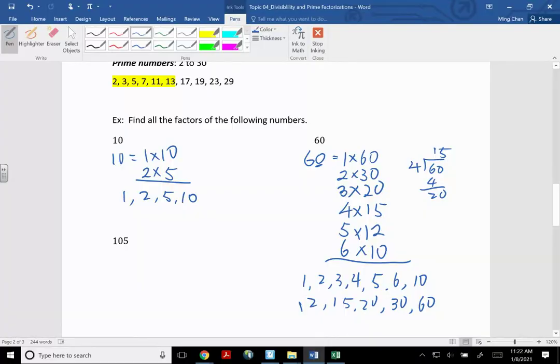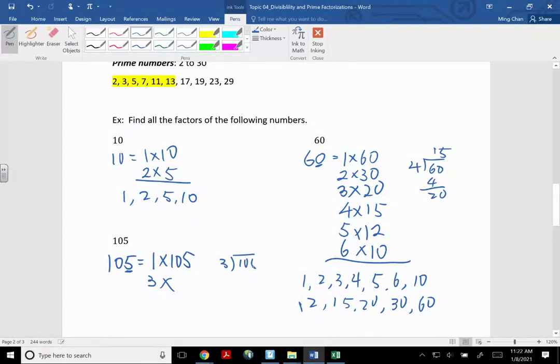All right, 105. I don't know 105 very well, so I'm going to start with 1. I know 1 times 105. 2 cannot go into 105 because the last digit is 5. 3. Well, 1 plus 0 plus 5 is, excuse me, 6. 3 can go into 6. That means 3 can go into this number. I don't know how many times, so I'm going to give it a try.